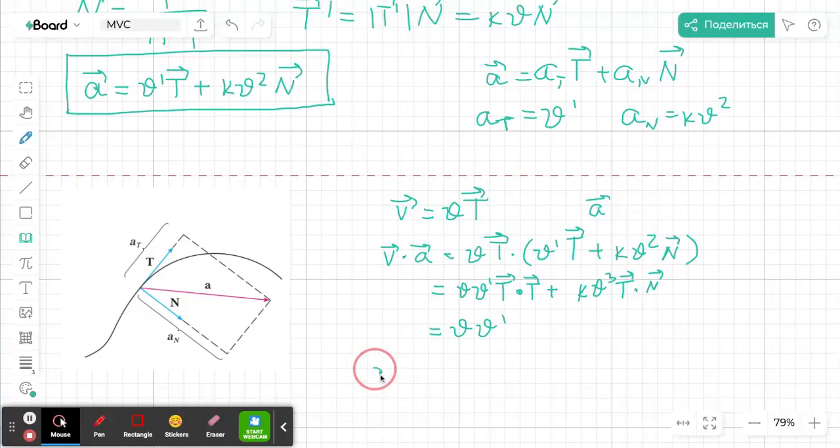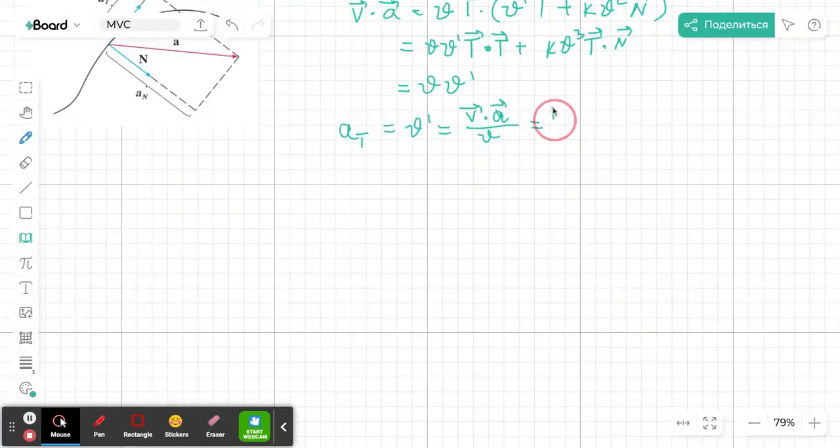which means that the component a sub T, which is equal to epsilon prime, is the same thing as v dot a over epsilon, which is the same thing as r prime of t dot r double prime of t. And remember, epsilon was the magnitude of the velocity, so the magnitude of r prime of t.